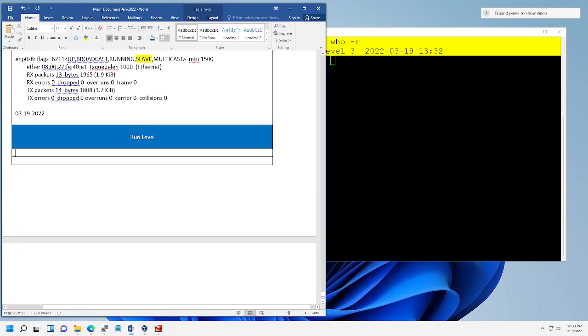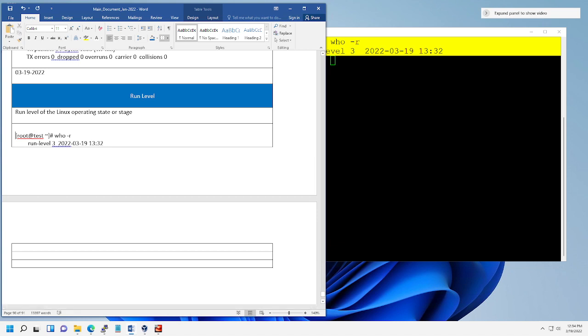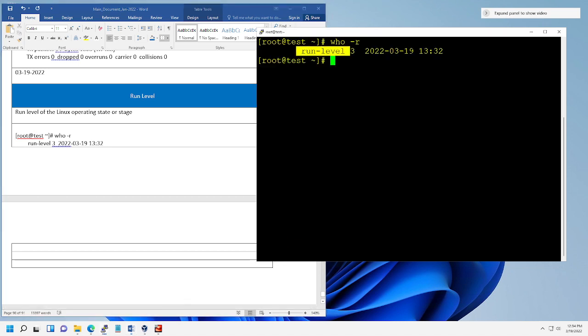So what is a run level? A run level is the operating state or stage of the Linux operating system. Okay, so we do who -r, it will tell you the run level. That's going to give you a date stamp, so we're not interested in that. So it's giving you run level 3. Okay, so in a Linux environment, there are 7 run levels here. Let me copy that for you.